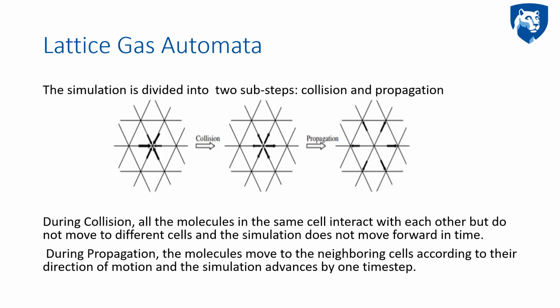So for simplicity, the simulation is divided into two substeps: collision and propagation. During the collision step, the molecules which are at one cell will interact with each other, but they will not move to the neighboring sites yet. They will just collide. And notice here that this cell is not the same as the cell I showed in the previous one, which only had 4 sites. A cell can have any number of sites. So this is a hexagonal cell with 6 sites. During collision, they will just interact but will not move forward, and the time of the simulation will not increase during this substep.